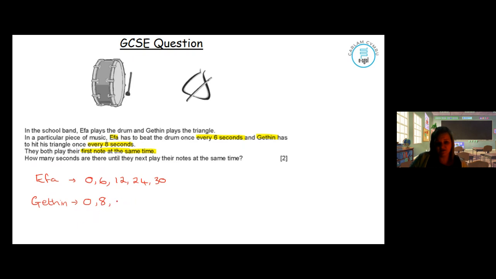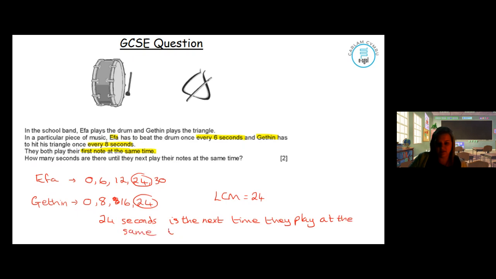Another 8 seconds is 16, then 24, and I'm going to stop there. Now I can see, just like the lowest common multiples we wrote down earlier, the lowest common multiple here is 24. So I would be writing that 24 seconds is the next time they both play their instruments at the same time.